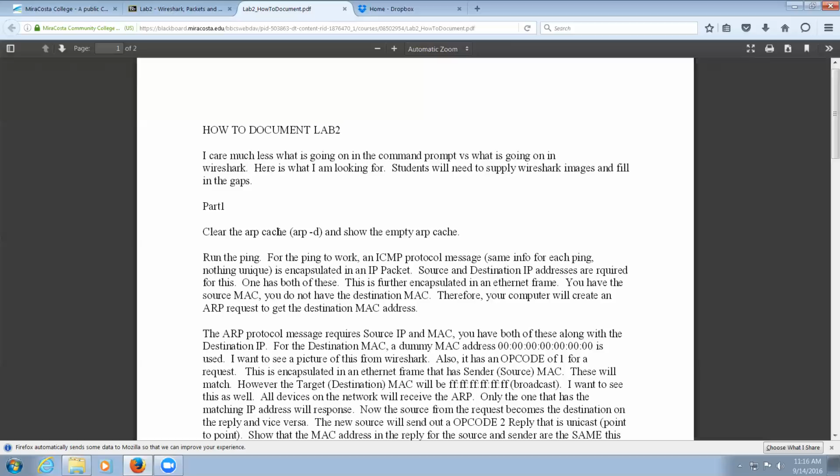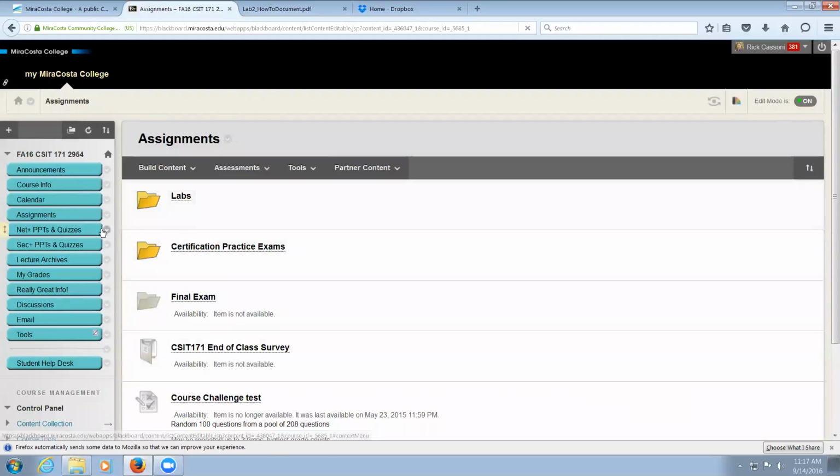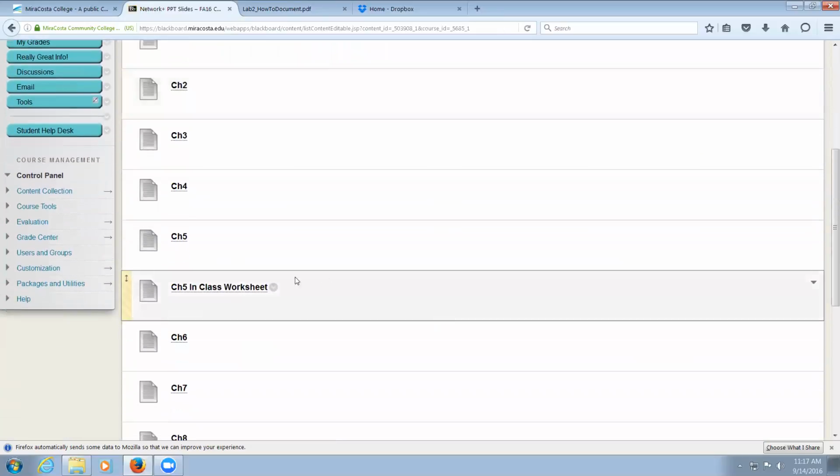What I wanted to do today is start looking at chapter 5, and there are all kinds of various things in this chapter. This really sets the tone. This is probably one of the most important chapters of this whole book. So what I want to do is go through this worksheet today. If you go into Net Plus PowerPoints and Quizzes, by chapter 5 there should be a chapter 5 in-class worksheet.